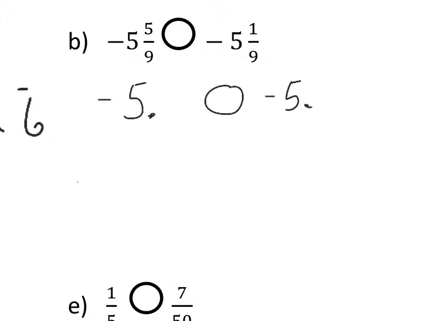So in your calculator, please type in 5 divided by 9, numerator divided by denominator. You should get 0.5 repeating. Clear your calculator, then type in 1 divided by 9. You should get 0.1 repeating. Since they're negative, the one that appears to be bigger is actually smaller. So our symbol should be: negative 5.5 is less than negative 5.1.